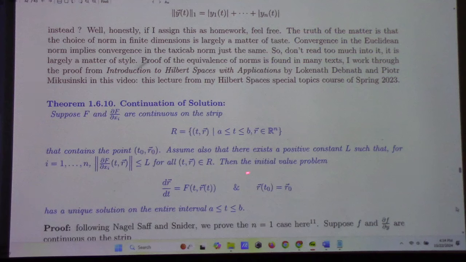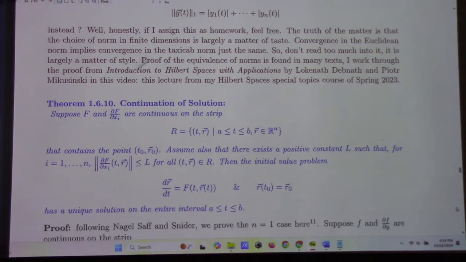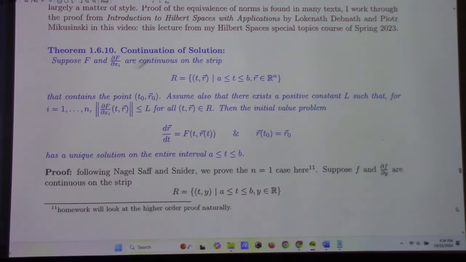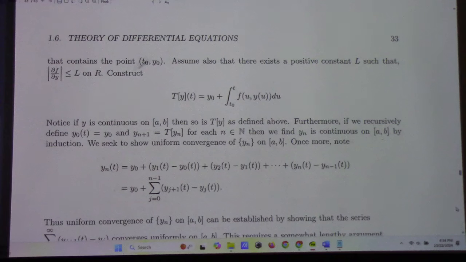Then the initial value problem has a unique solution, not just close to the point, but on the entire interval. This is a much nicer theorem. I like this one a lot, much more than the last one. Existence of a solution near the point is nice, but existence of the solution on the entire closed interval, that's better. Following Nagel, Saff and Snyder here, I will prove the n equals 1 case, and I'm leaving the larger n case as homework.